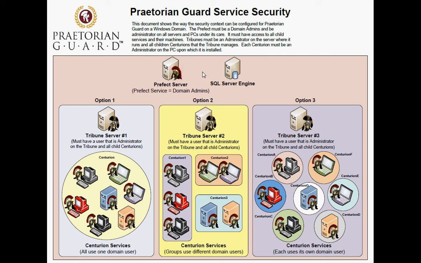The tribune then must have a user assigned to it, and it's automatically created within the prefect and assigned the proper database access within the database server. But the tribune must have administrative privileges at minimum on the machine on which it's installed, which can exist either on the prefect, so you can have a tribune installed on the prefect for smaller organizations, or on a separate computer, whether it be a PC or a server-based operating system of Windows.